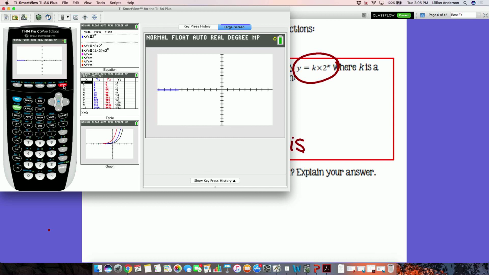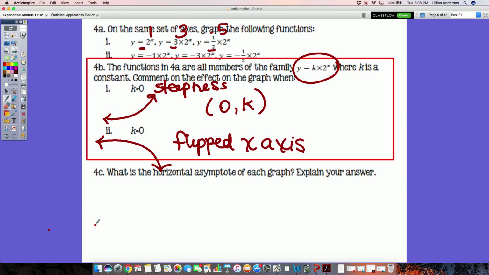I know there's a -1 too, but I should have changed that one. Sorry. Ignore the blue one for right now. Here comes the negative part. -3. Looks like the y-intercept is -3, and then here comes the -1/2. Y-intercept's going to be -1/2, -0.5. Okay?